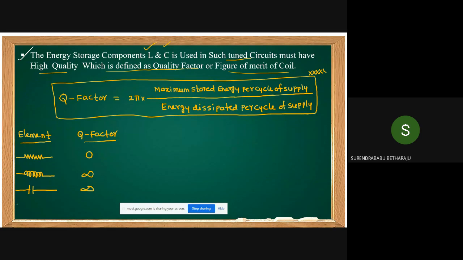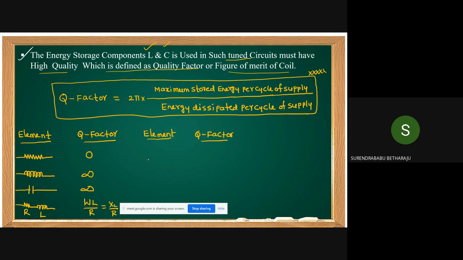Come on, students. If it is a series RL combination, what is the quality factor, friends? Omega L by R. This is also written as XL by R. XL by R. Then element and quality factor. I'm explaining here element and Q factor.